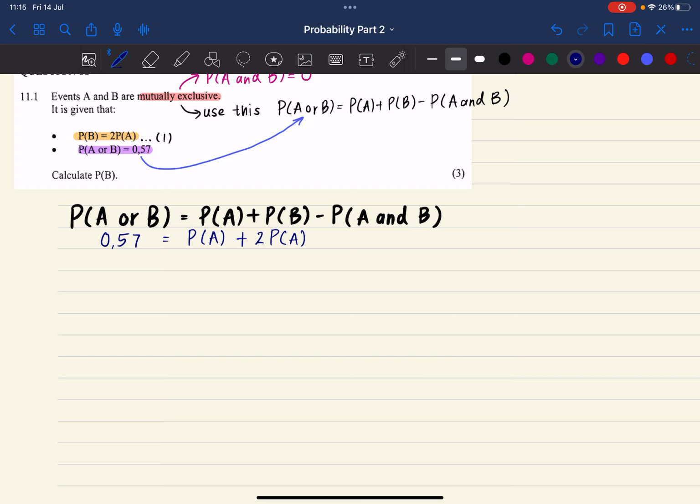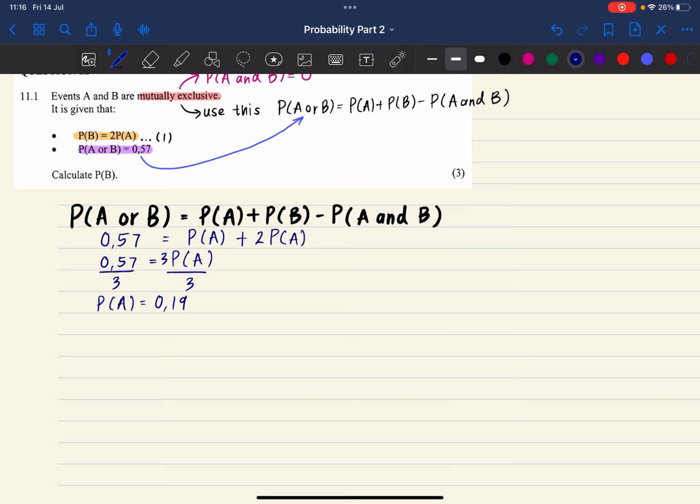Now this is quite easy to see. Now we can start by finding the value of the probability of event A, or PA. 3PA equals 0.57, you divide both sides by 3, and we find that the probability of event A happening is going to be equal to 0.19. So we have 0.19, and that's the value of PA. Is the job done? As Kobe says, job's not done. We still have to find out the value of PB.